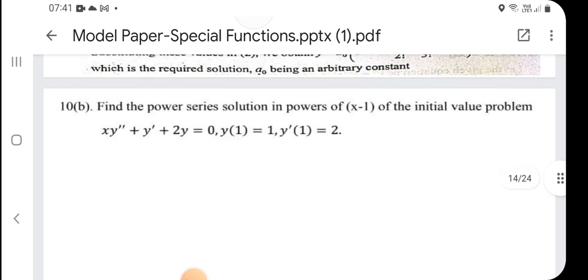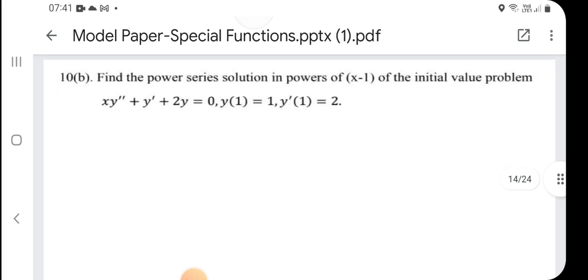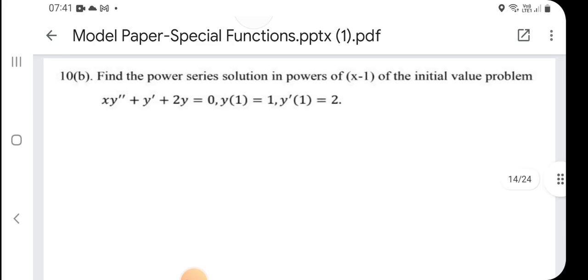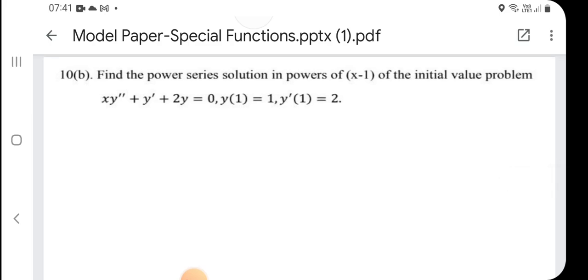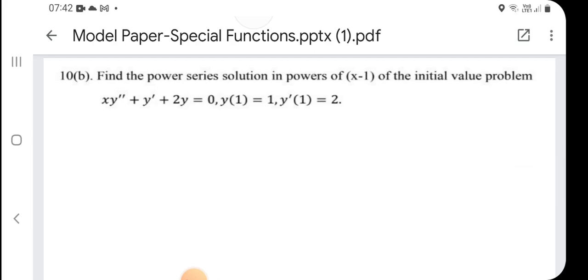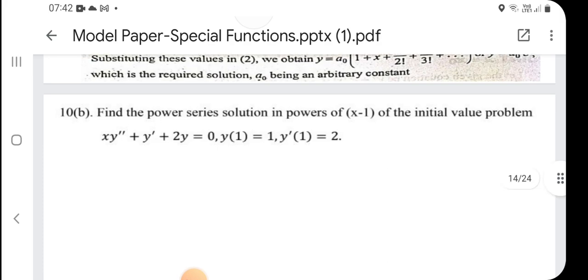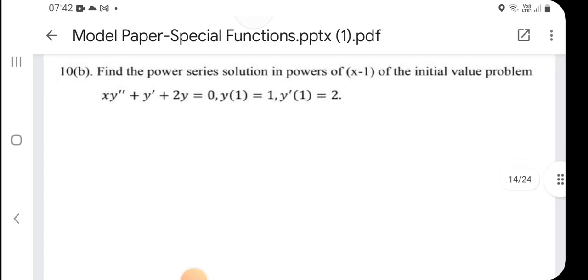Next, find the power series solution in powers of x minus 1 of the initial value problem: x y double dash plus y dash plus 2y equal to 0, y at 1 equal to 1, y dash at 1 equal to 2. So this is also very simple, just like the previous one. Instead of summation an x power n, we consider y equal to summation an into (x minus 1) whole power n, and we can prove this.